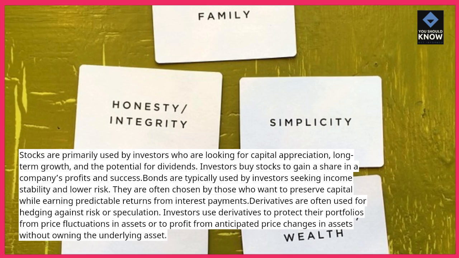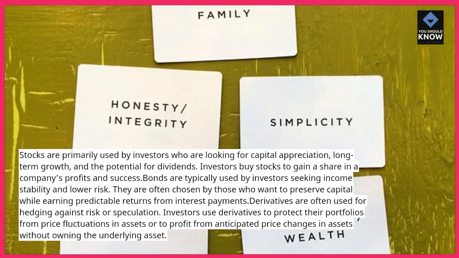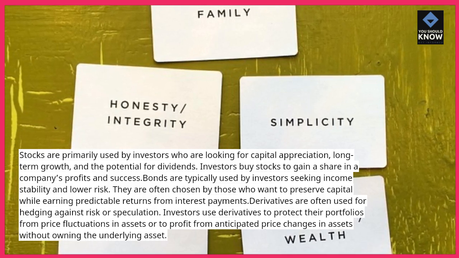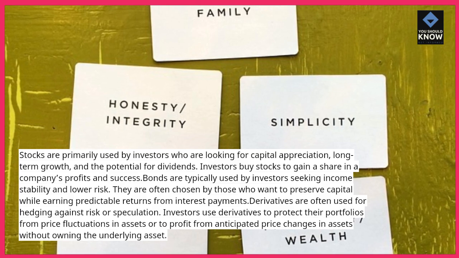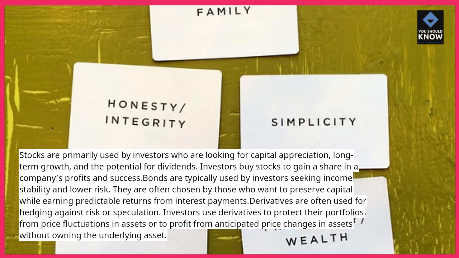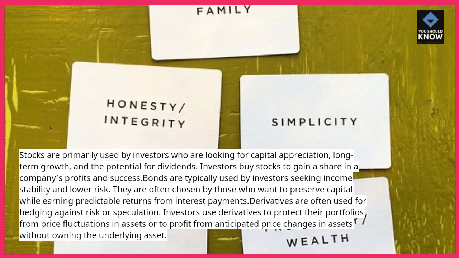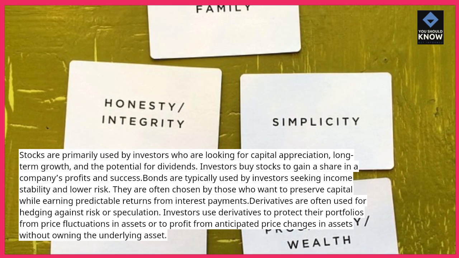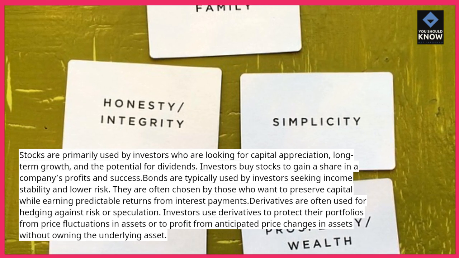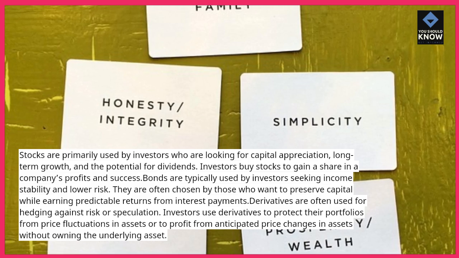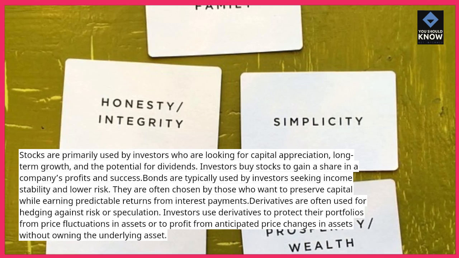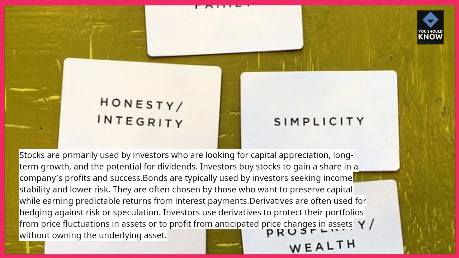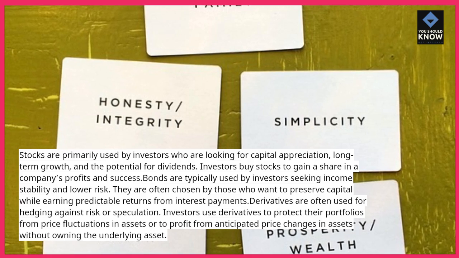Bonds are typically used by investors seeking income stability and lower risk. They are often chosen by those who want to preserve capital while earning predictable returns from interest payments. Derivatives are often used for hedging against risk or speculation. Investors use derivatives to protect their portfolios from price fluctuations in assets or to profit from anticipated price changes in assets without owning the underlying asset.